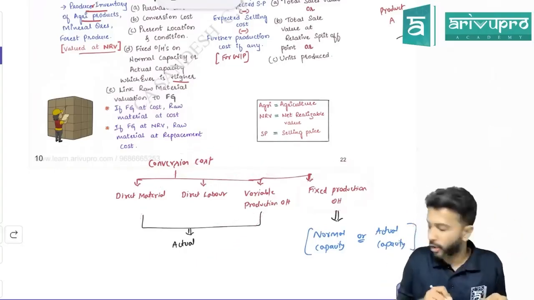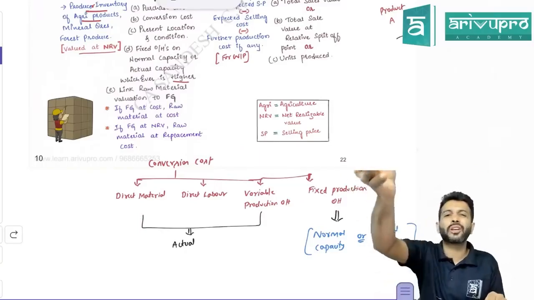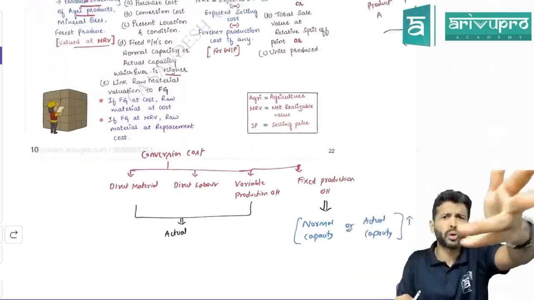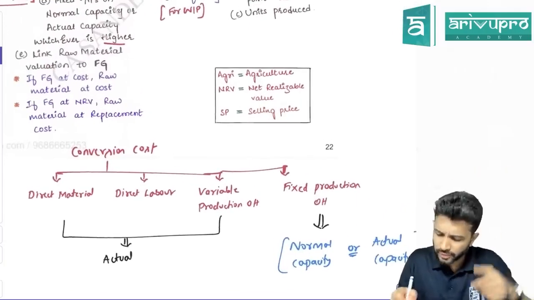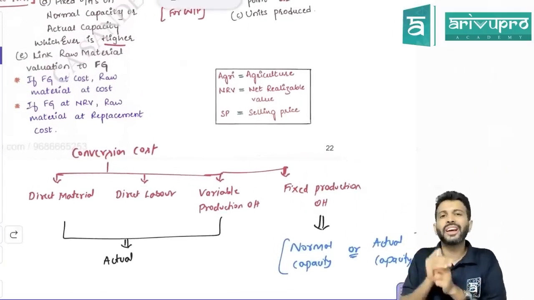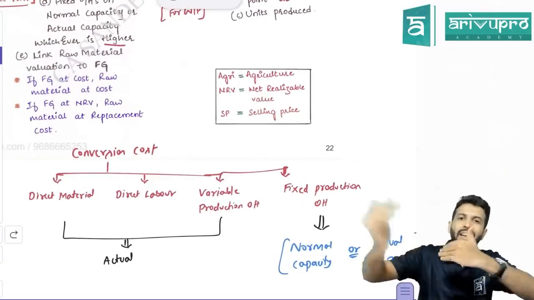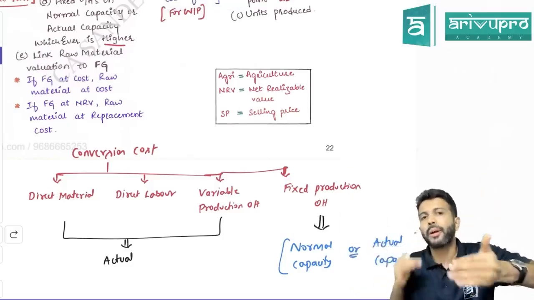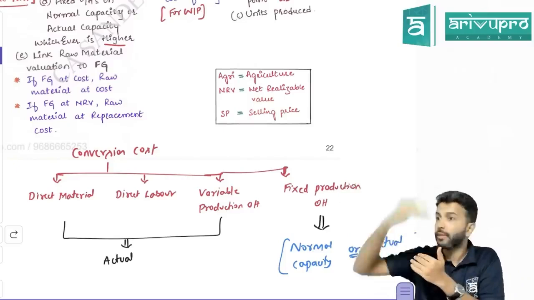However, if you have fixed production overheads, meaning your factory rent and all. Okay, that is a fixed production overhead. Overhead we know is nothing but your indirect cost. Fixed production overhead means those indirect costs. Direct cost means we can directly connect it with the product. Indirect cost means they are necessary for production, but you can't necessarily connect it with the final product.